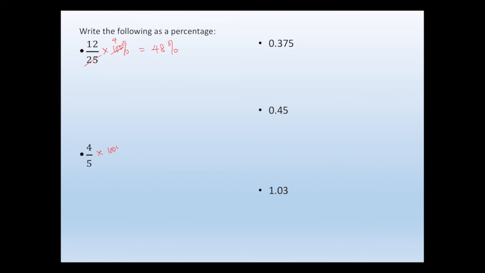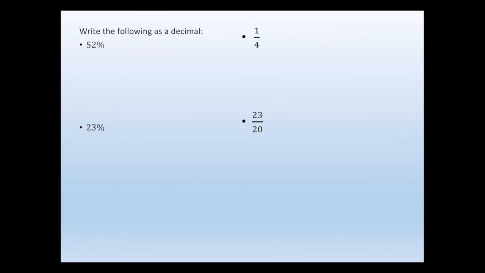What about 4 over 5 times 100%? Which means 100 divided by 5 is 20. 20 times 4 is 80%. So here, times 100% is actually multiplied by 100, which is 37.5%. Times 100% is 45%. And finally, 1.03 is 103%.